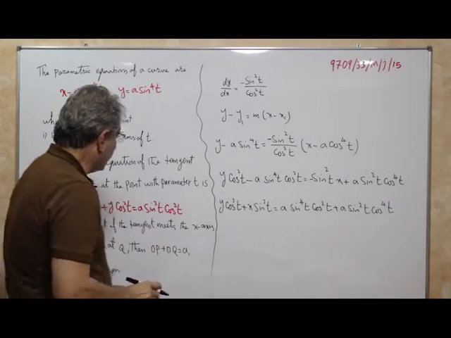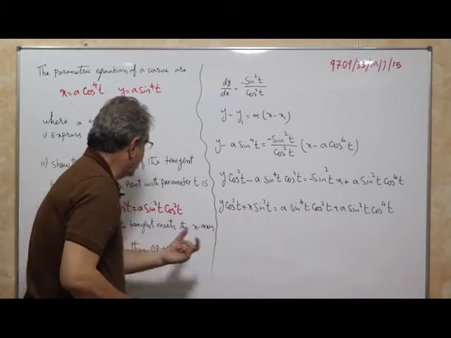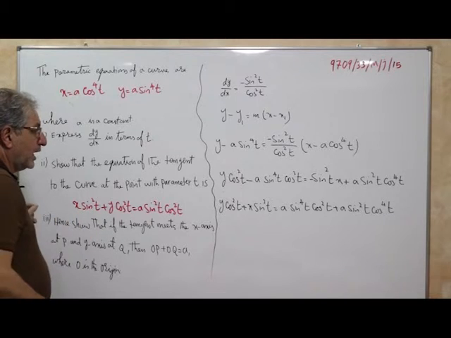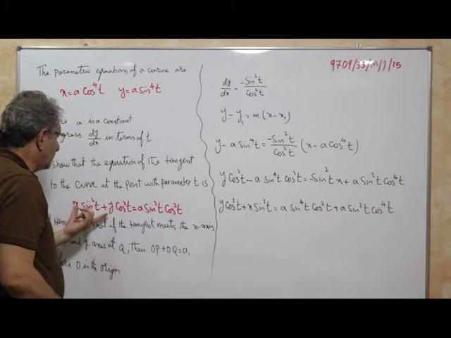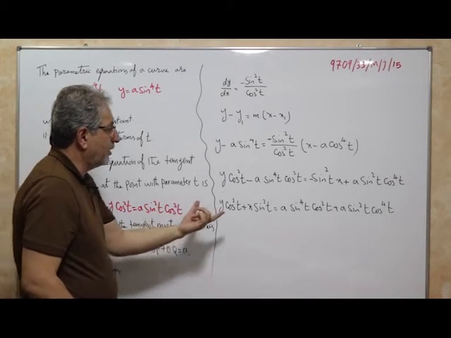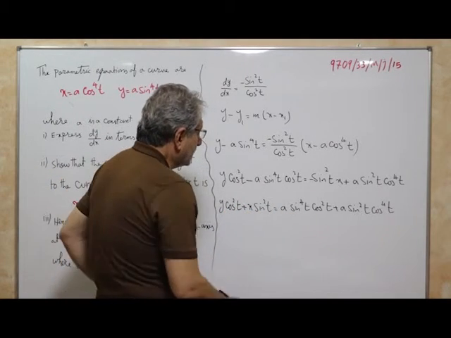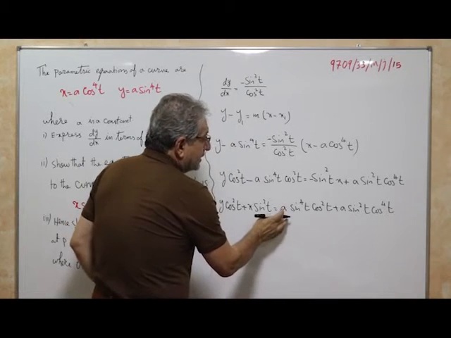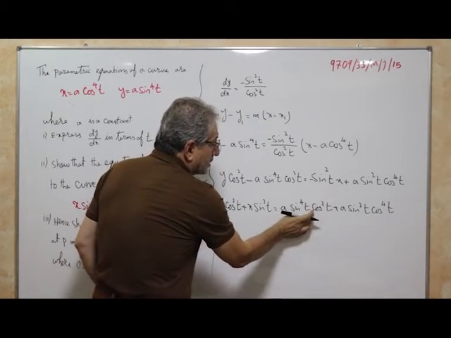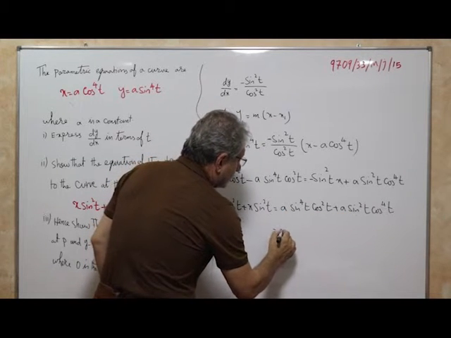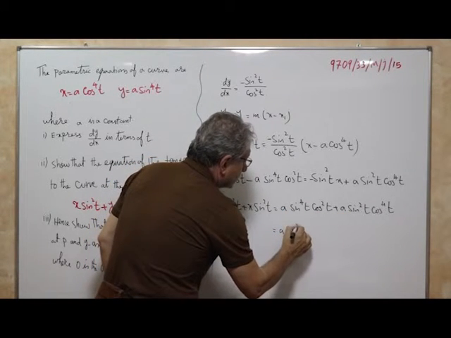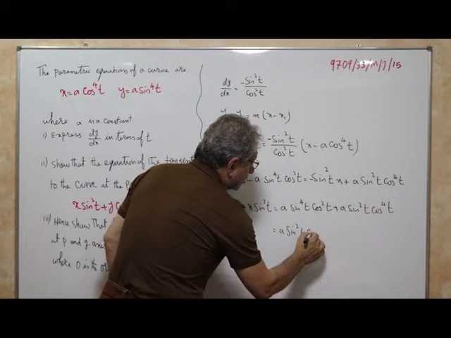Now compare with this, we can see that actually the left hand side is correct, we got it, only the right hand side we have to simplify. Now look at this, we can see a is common, cos square is common, sine square of t is common, therefore I can factorize here a sine square of t cos square of t.